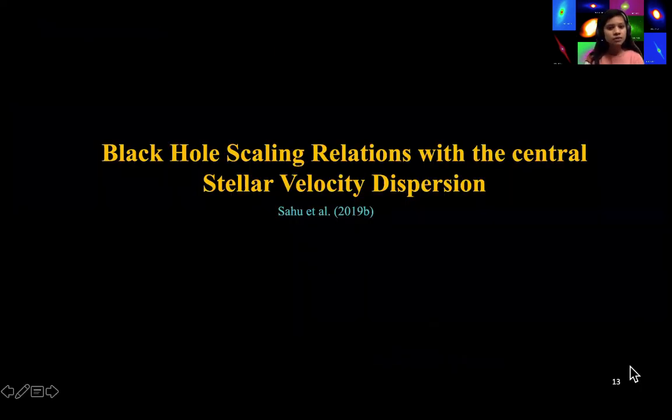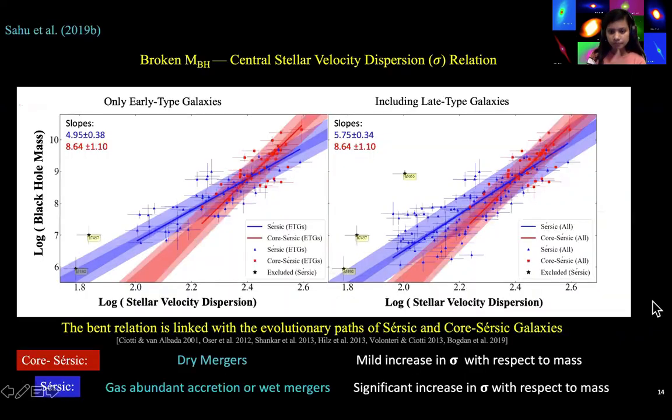Now I will talk about the correlations we found between black hole mass and the host stellar velocity dispersion. The central stellar velocity dispersion values of majority of our sample are taken from the HyperLeda database. So similar to the previous diagrams, here also we find a division between black hole mass and stellar velocity dispersion relation, where Sérsic galaxies and core Sérsic galaxies define two different relations. Before I talk more about these correlations, let's first clarify what are Sérsic and core Sérsic galaxies.